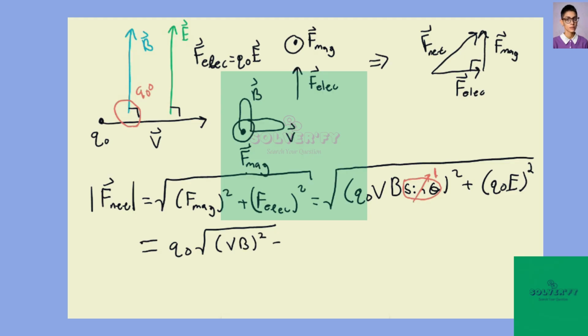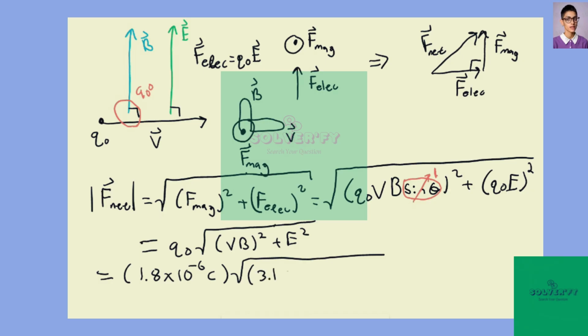For our charge value, it is 1.8 microcoulombs, so that's 1.8 times 10 to the negative 6 coulombs, multiplied by the square root of a good bit of things: the velocity of this particle, which is 3.1 times 10 to the 6 meters per second, multiplied by the value of the magnetic field, 1.2 times 10 to the negative 3 Teslas, and then we square that product. And then we add to that the value of the electric field squared, which is 4.6 times 10 to the 3 newtons per coulomb, all squared.